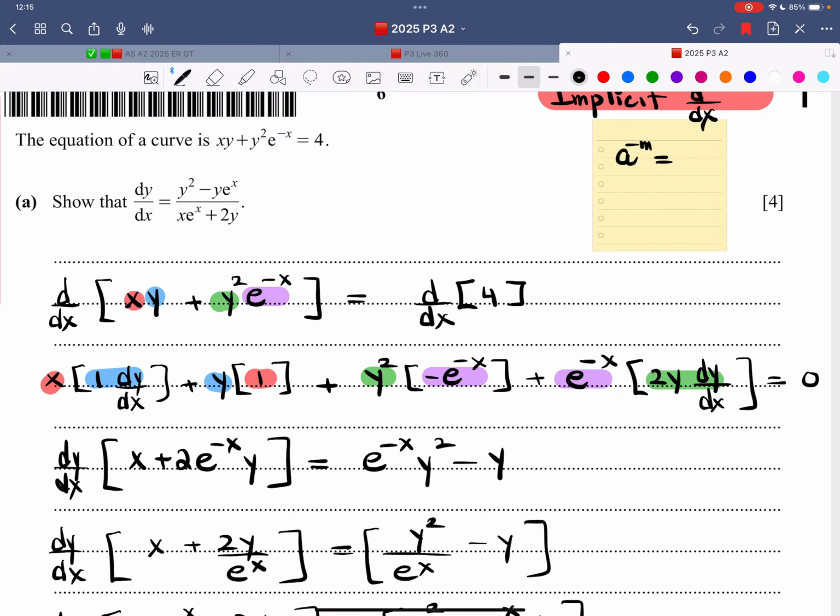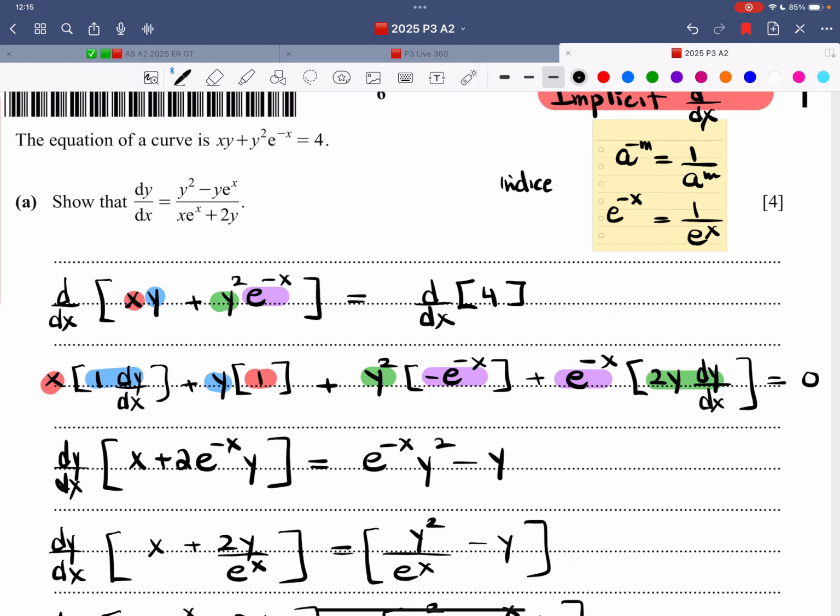A raised to power of negative m is 1 over a raised to power of m. E raised to power of negative x is 1 over e raised to power of x. So indices is something very, very important. Heart and soul of maths.